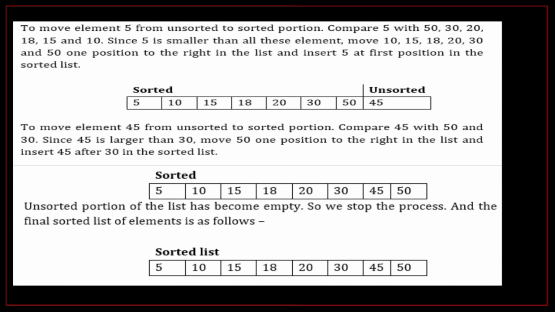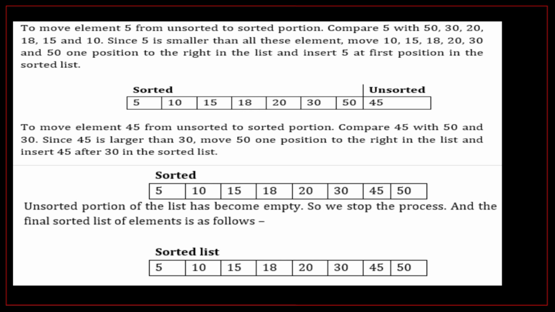To move element 5 from unsorted to sorted portion, compare 5 with 50, 30, 20, 18, 15 and 10. Since 5 is smaller than all these elements, move 10, 15, 18, 20, 30 and 50 one position to the right in the list and insert 5 at the first position in the sorted list. So the sorted list is 5, 10, 15, 18, 20, 30, 50 and the unsorted element is 45.